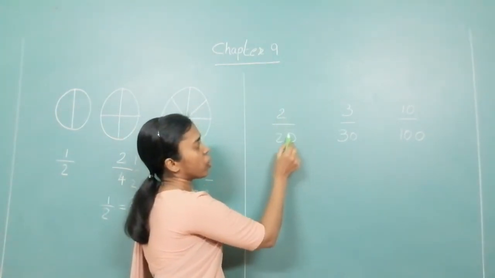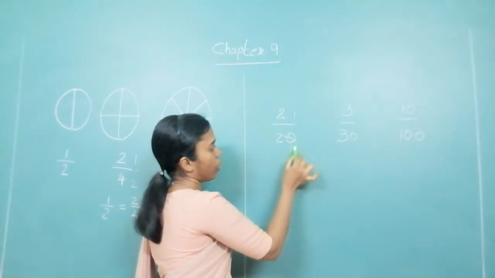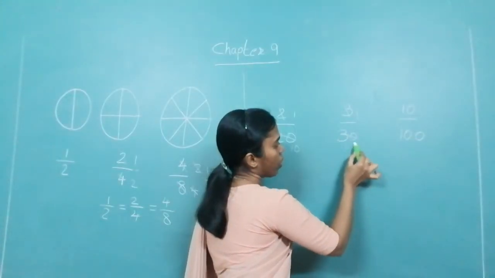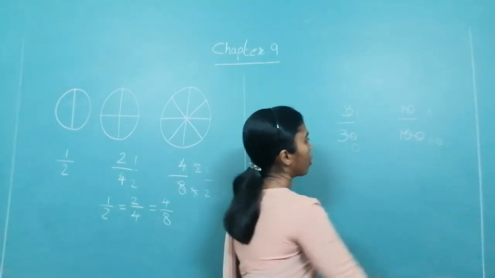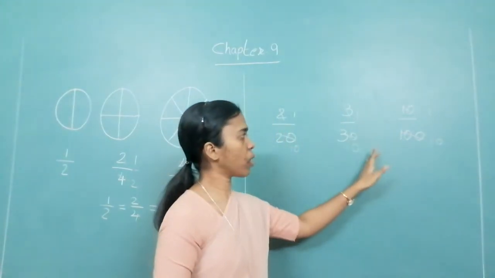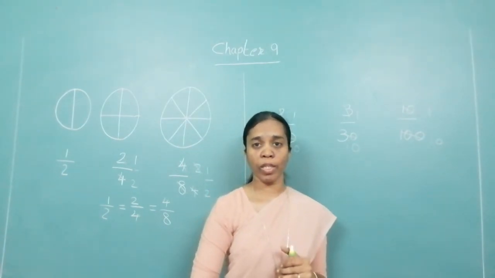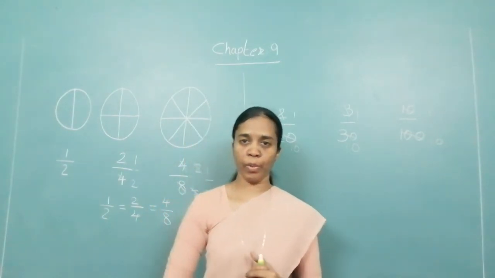We know that 2 is common in both. So, if we cancel, you get 1 upon 10. 3 is common, you get 1 upon 10. 10 is common, you get 1 upon 10. You can see that 1 upon 10, 1 upon 10, 1 upon 10. Therefore, the ratio also is constant. Therefore, this also is an example of direct proportion.